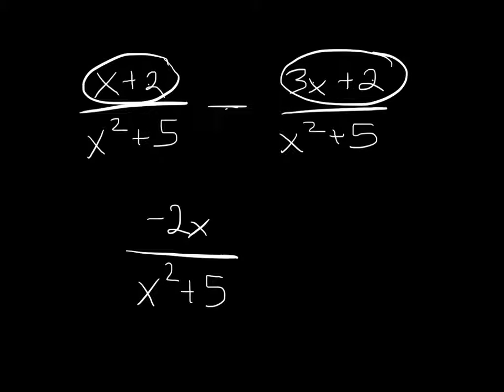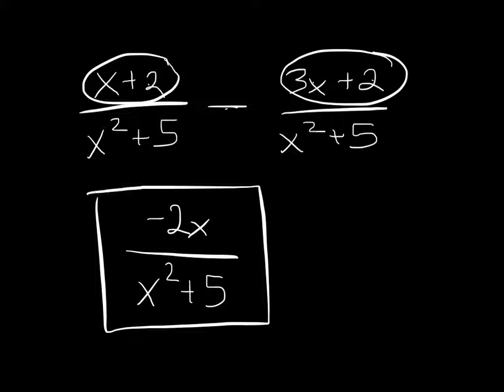And then ask yourself, is there any reducing that I can do? Can I factor anything out of x plus 5? Nope, can't do anything with that. This is simplified. Can I do any reducing? I don't think I can, so you have the final answer right here, negative 2x over x squared plus 5.